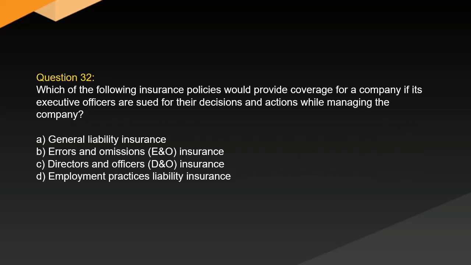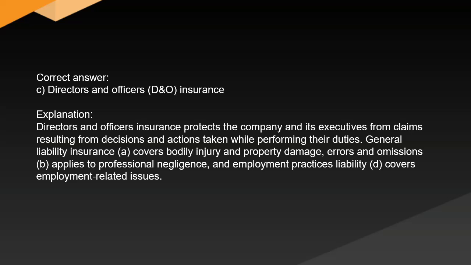Question 32. Which of the following insurance policies would provide coverage for a company if its executive officers are sued for their decisions and actions while managing the company? A. General liability insurance. B. Errors and omissions, E&O, insurance. C. Directors and officers, D&O, insurance. D. Employment practices liability insurance. Correct answer. C. Directors and officers, D&O, insurance. Explanation. Directors and officers insurance protects the company and its executives from claims resulting from decisions and actions taken while performing their duties.